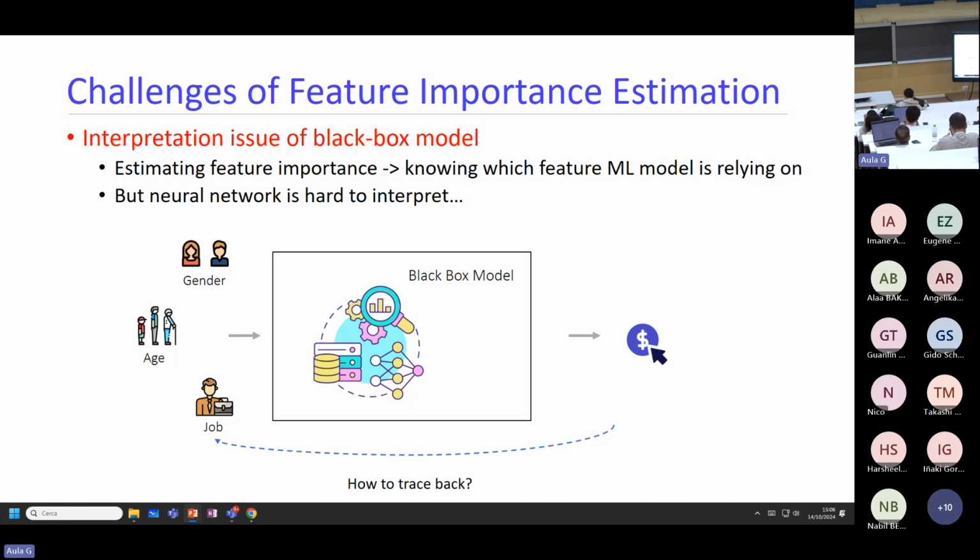The interpretation issue of black box models, particularly neural networks, presents a significant challenge in feature importance estimation. When we estimate feature importance, we aim to understand which features the machine learning model relies on to make predictions. However, neural networks and other complex models often operate as black boxes, meaning their internal workings are not easily interpretable. This lack of transparency makes it difficult to ascertain how specific features influence the model's decisions.